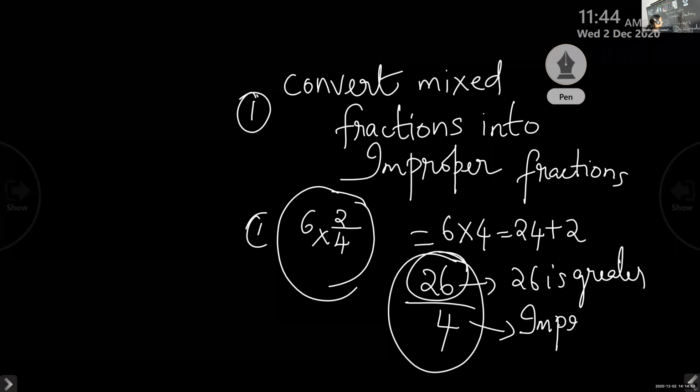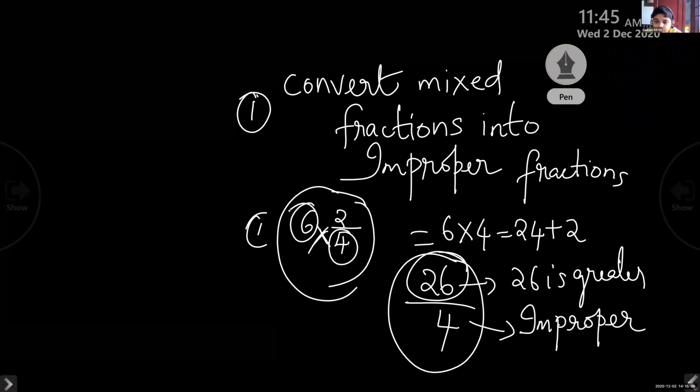So children, I have explained one question. Now I will give you two more questions. You have to do them alone. Those who forgot, listen carefully; those who have any doubt, please check again. We multiply the denominator with the whole number, then add the numerator. Then we write the same denominator. The denominator is not changed.